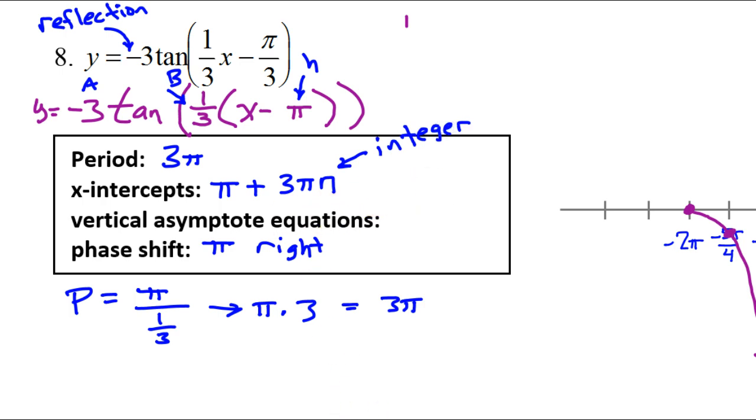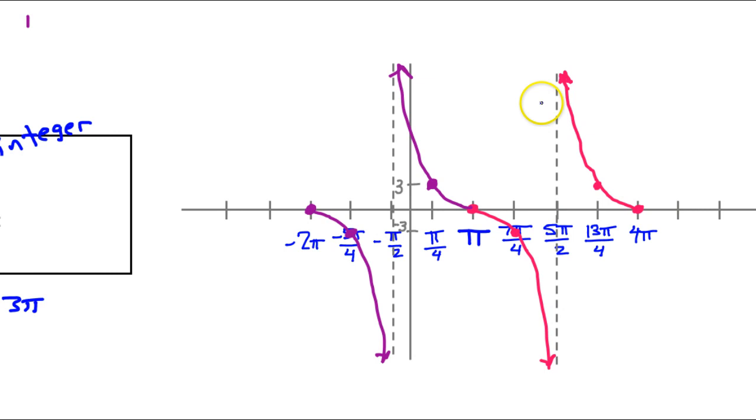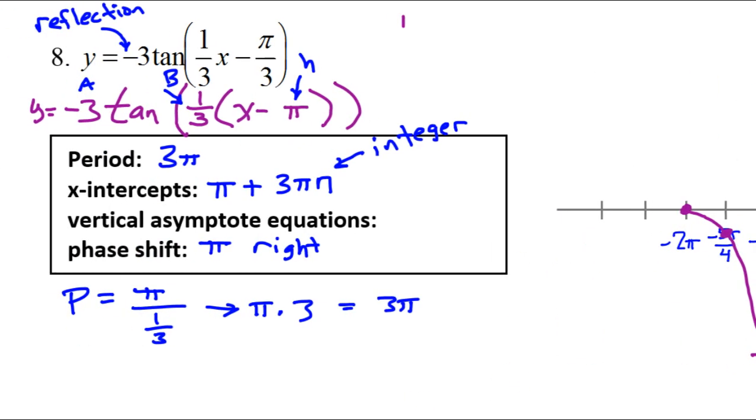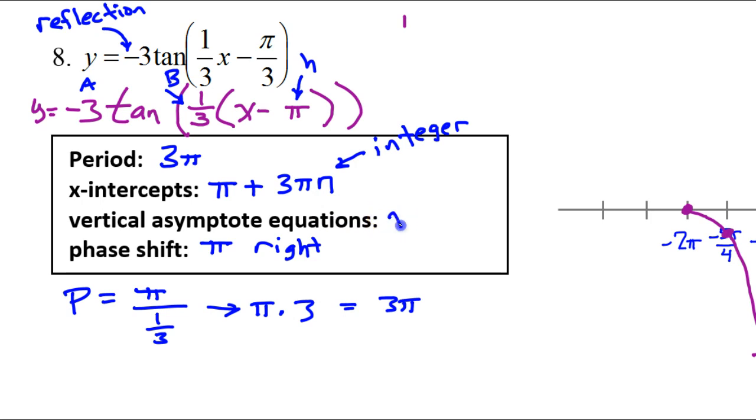Similarly with the vertical asymptotes, which also only occur once every period, I'm going to pick my first positive asymptote, which is at 5 pi over 2. Vertical asymptotes always have equations that start off x equals. So x equals 5 pi over 2. Then I'm going to add multiples of the period because it only happens once per period. So again, I'm going to add 3 pi n, and n is an integer.